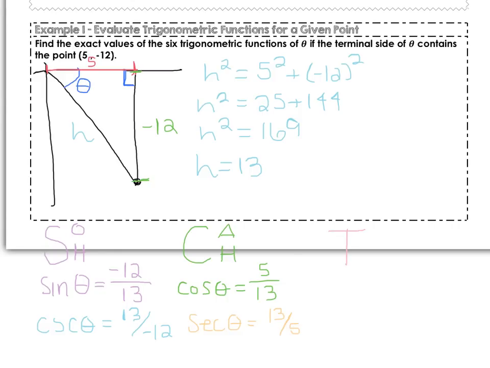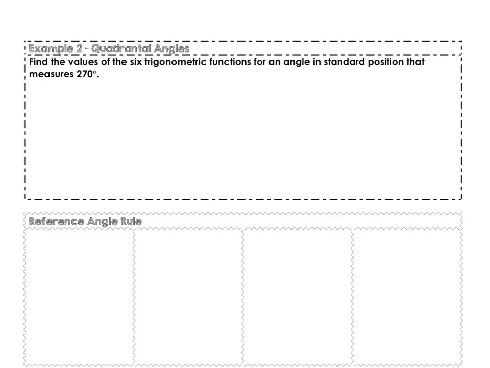Lastly, we have tangent, so we have TOA. The tangent of theta is going to be equal to the opposite divided by the adjacent. The opposite was negative 12 divided by the adjacent, which was 5. Lastly, now we're going to figure out the opposite of tangent, which is cotangent. It's again going to be the reciprocal, which is 5 over negative 12, or you can simply say negative 5/12.